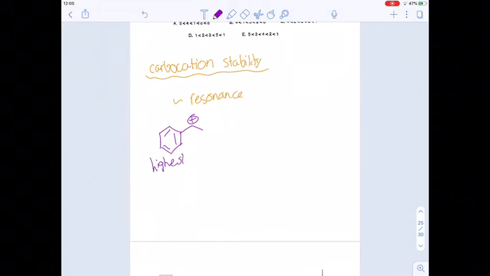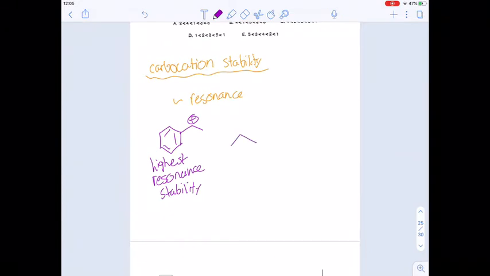Okay, so if you have a carbocation next to a benzene, this is going to have really, really good stability because it can resonate with the benzene molecule. So this is going to be highest resonance stability. Then we have just your average carbocation resonance with a double bond nearby.